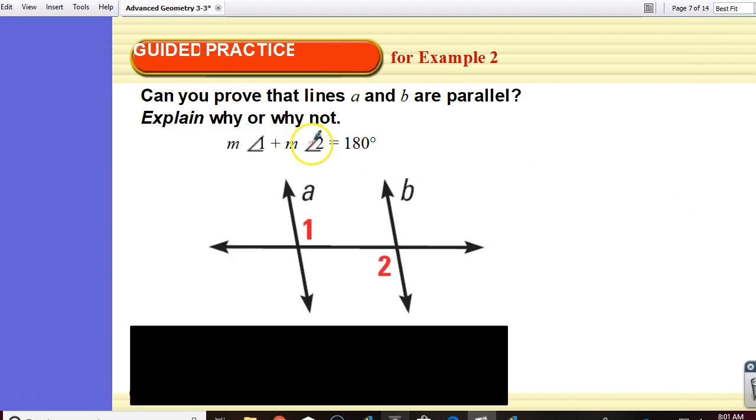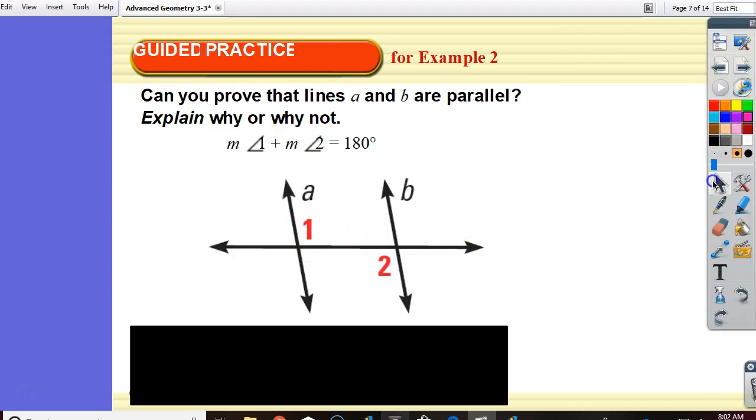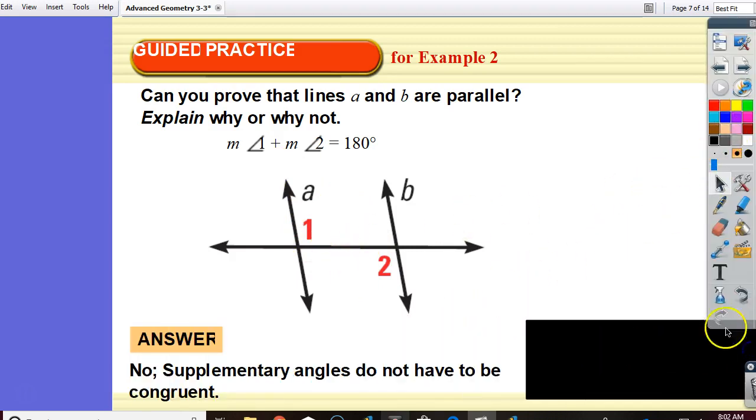The measure of angle 1 plus the measure of angle 2 is 180. Can you prove they're parallel? These are alternate interior angles. If alternate interior angles are congruent, then the lines are parallel. So this is like a sometimes, because only if they were 90 degrees each, right? If they were anything other than 90, then this wouldn't work because they need to be equal, not supplementary. So this one's going to be a no. Supplementary angles do not have to be congruent.